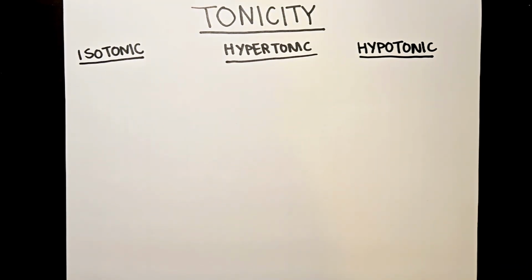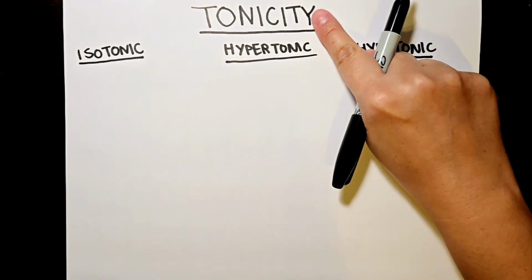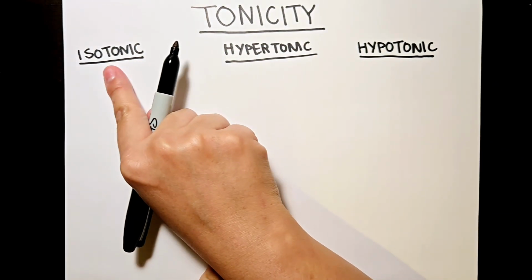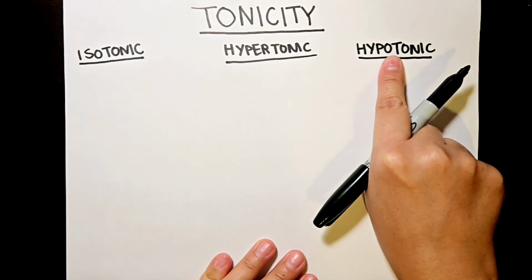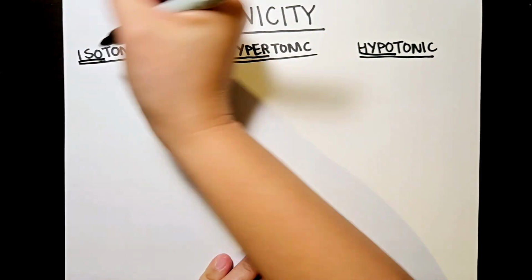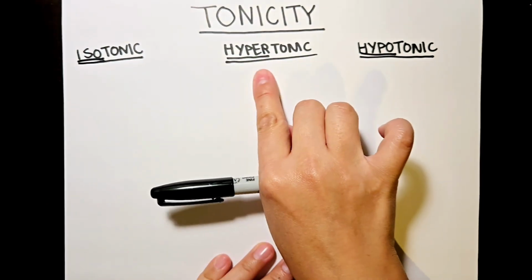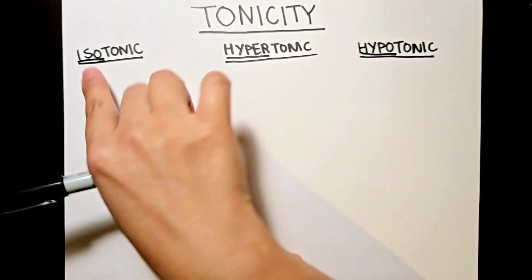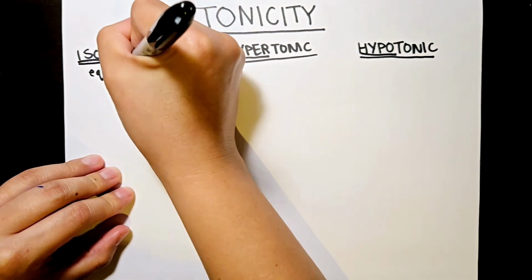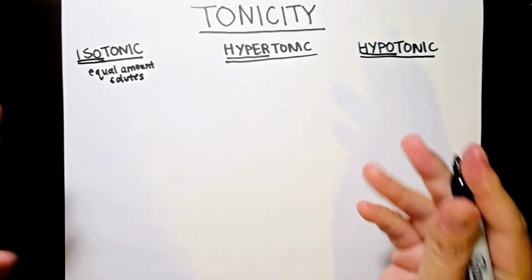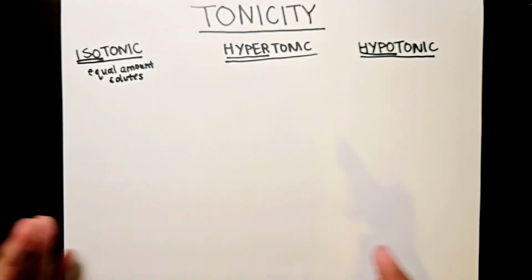Hi everyone! In continuation with the concept about diffusion and osmosis, there is another concept called tonicity. With tonicity, there can be three different situations: isotonic, hypertonic, and hypotonic. This iso versus hyper versus hypo all have to do with the amount of solutes, whether inside the cell or outside of the cell. Iso means equal amount of solutes on either side, whether inside the cell or outside of the cell.